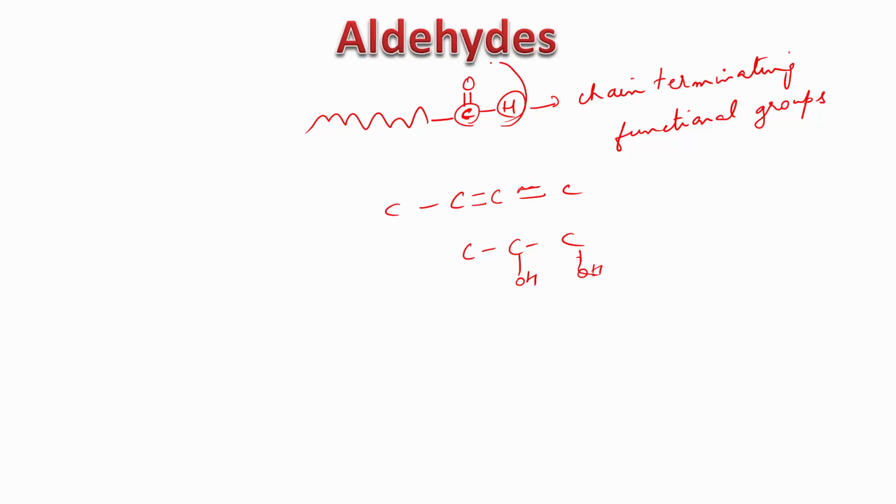Whereas this kind of a functional group that contains a carbon always occurs at the end or the beginning of a chain. So these are called chain terminating functional groups.